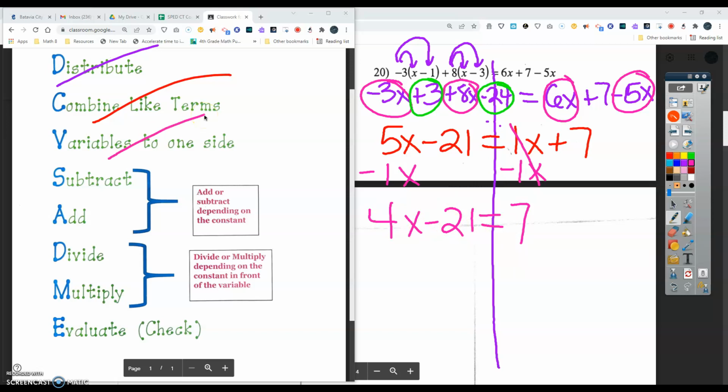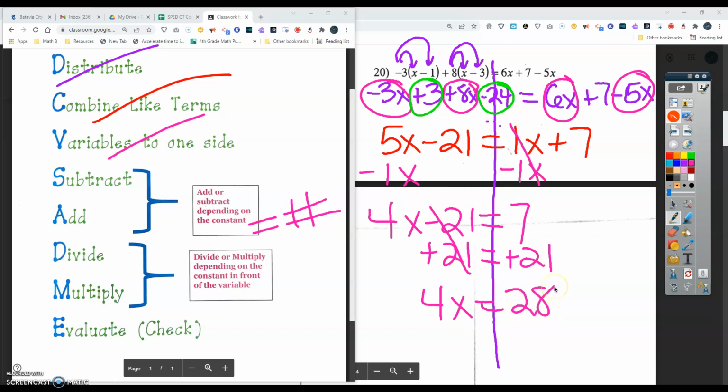Now I'm in inverse operations. I'm either subtracting or adding. So it says here in this box, add or subtract depending on the constant. Constant equals number. All right, just a number by itself. I have to isolate the 4x, so my only other choice is to get rid of the 21. I add 21 to both sides. My 21's cancel here. It makes a 0 pair. Now I have 4x equals 21 plus 7 is 28. I've done this. It's done.